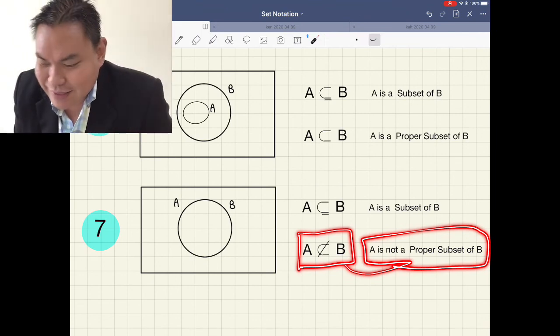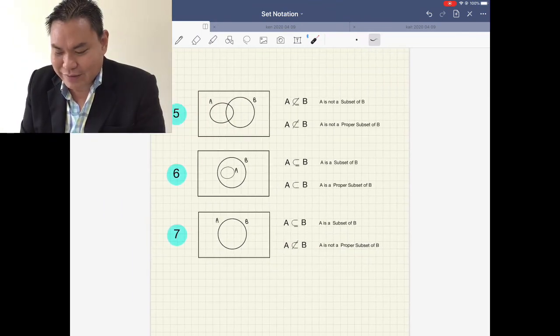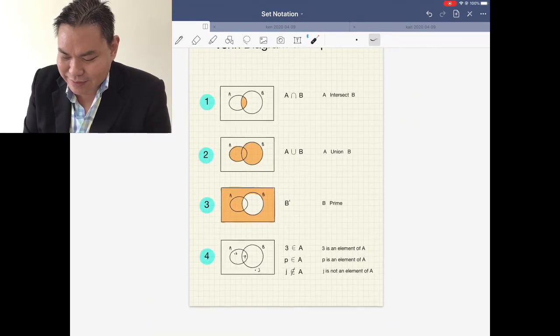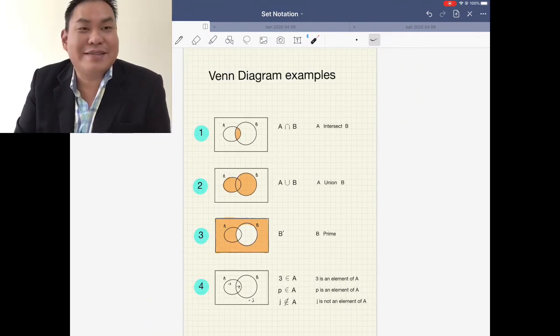So these are the meanings of the set notation. Hopefully you understand. Thank you.